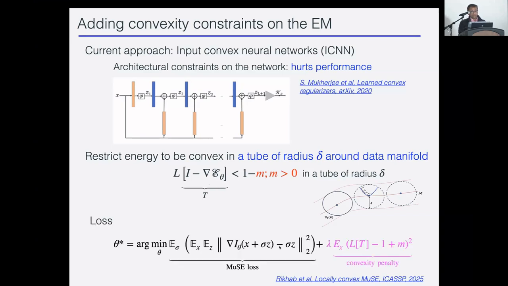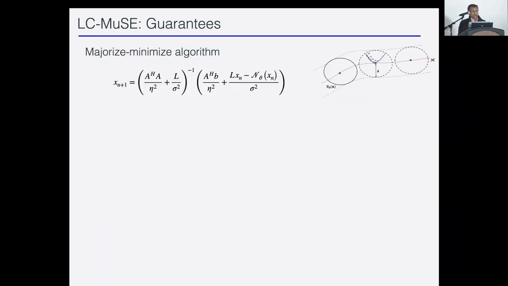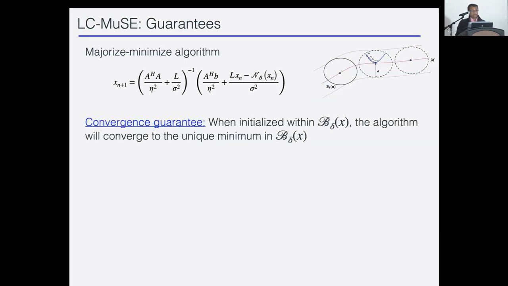And again, we do that by using a small convexity penalty. So this is a standard MuSE loss. We just have to add a penalty during training to encourage the network to be convex in a small neighborhood. So we can still solve it using the previous methods like the majorize-minimize algorithm, and so on. But the nice thing here is that now we have a global convergence guarantee. So if the method is initialized within this tube, for example, within that tube of radius delta, the algorithm is guaranteed to converge to the unique minimum. I'll tell you how to initialize it in a second.